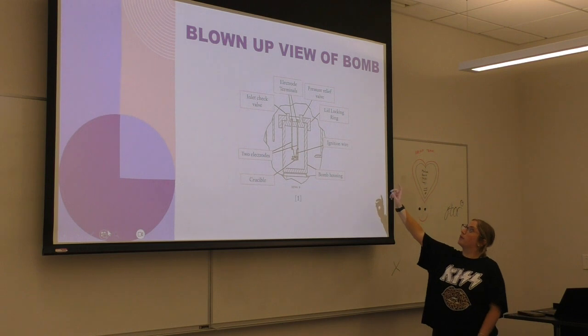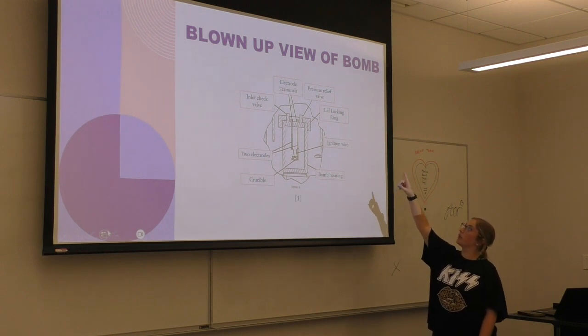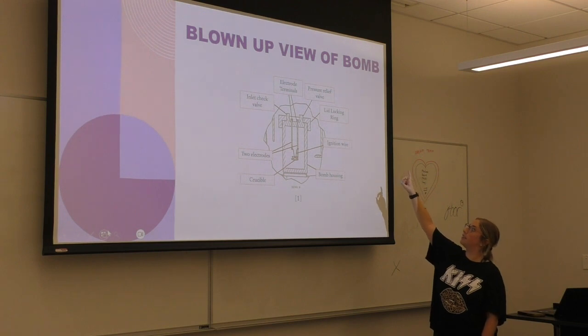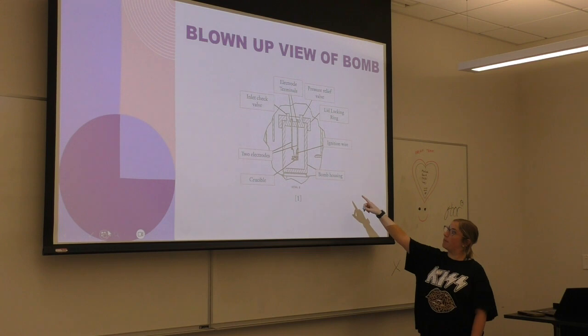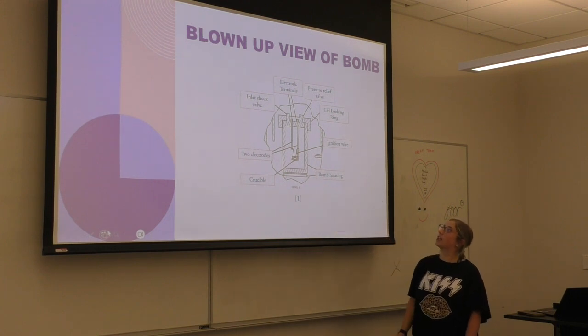And this is the blown up view of the bomb. At the top we have the electrode terminals, then the pressure relief valve, the lid locking ring, the ignition wire, the bomb housing, the crucible, the 2 electrodes, and then the inlet check valve.